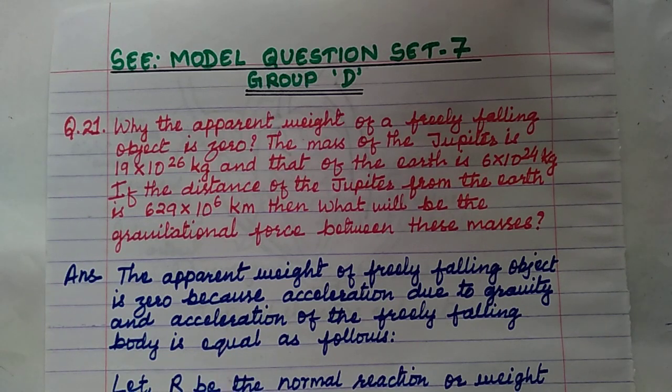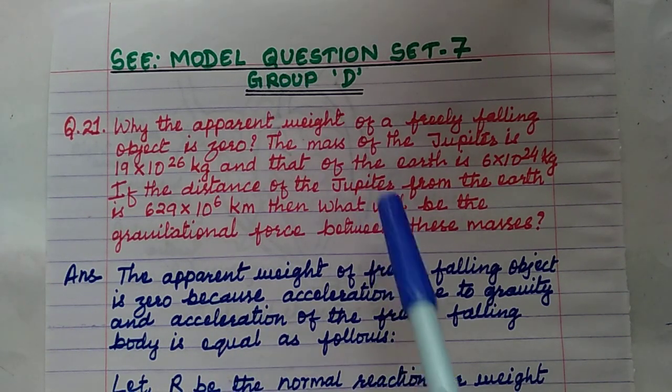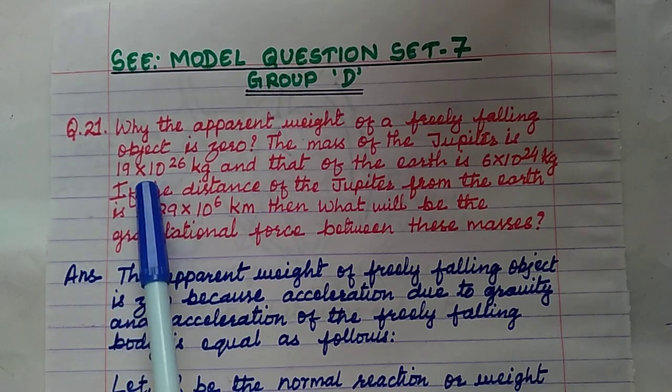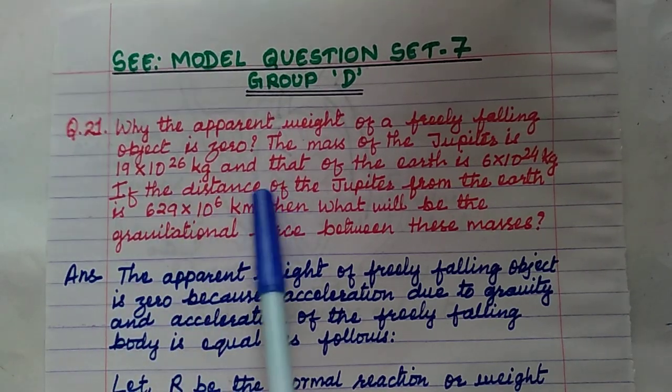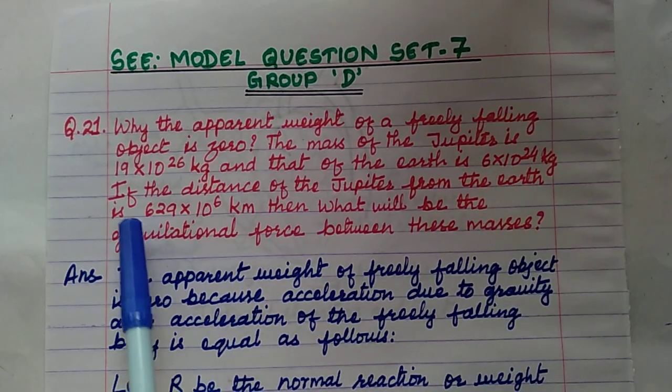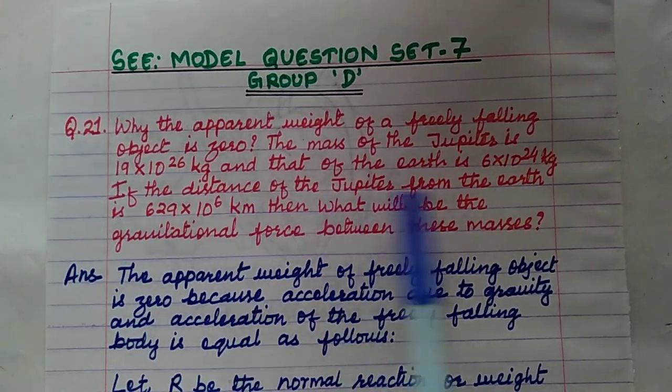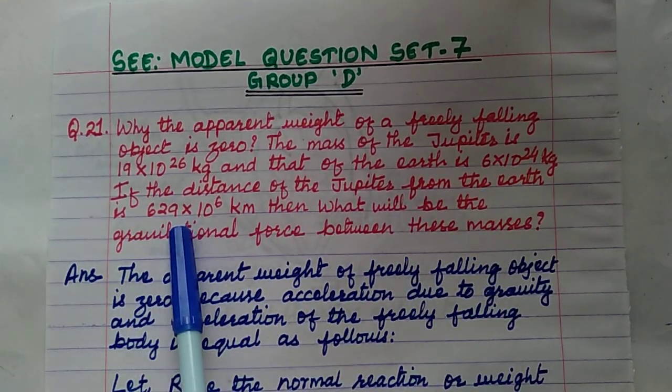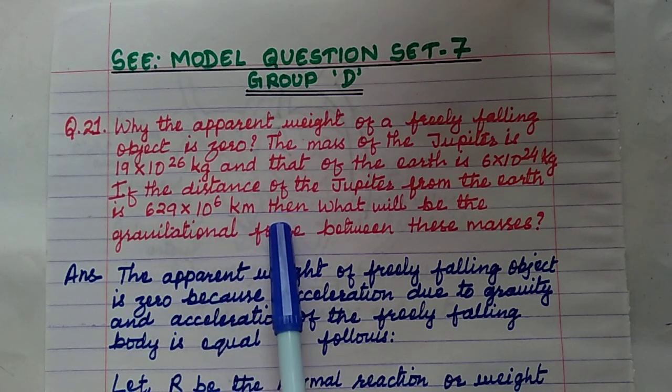Question number 21. Why the apparent weight of a freely falling object is 0? The mass of the Jupiter is 19 into 10 to the power 6 kg and that of the Earth is 6 into 10 to the power 24 kg. If the distance of the Jupiter from the Earth is 629 into 10 to the power 6 kilometer, then what will be the gravitational force between these masses? So this is a numerical problem.